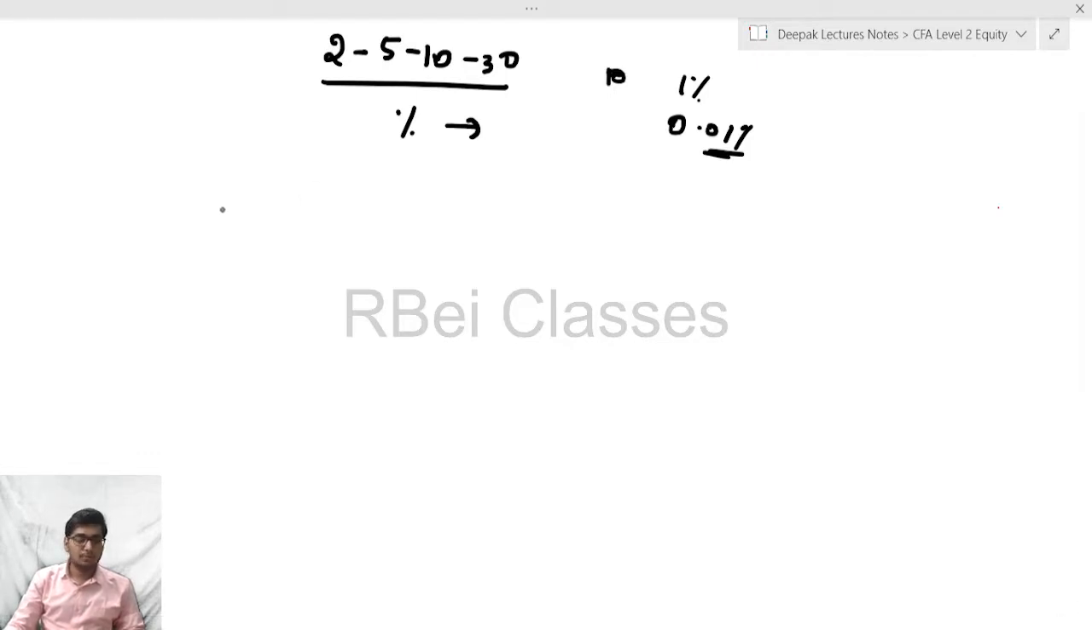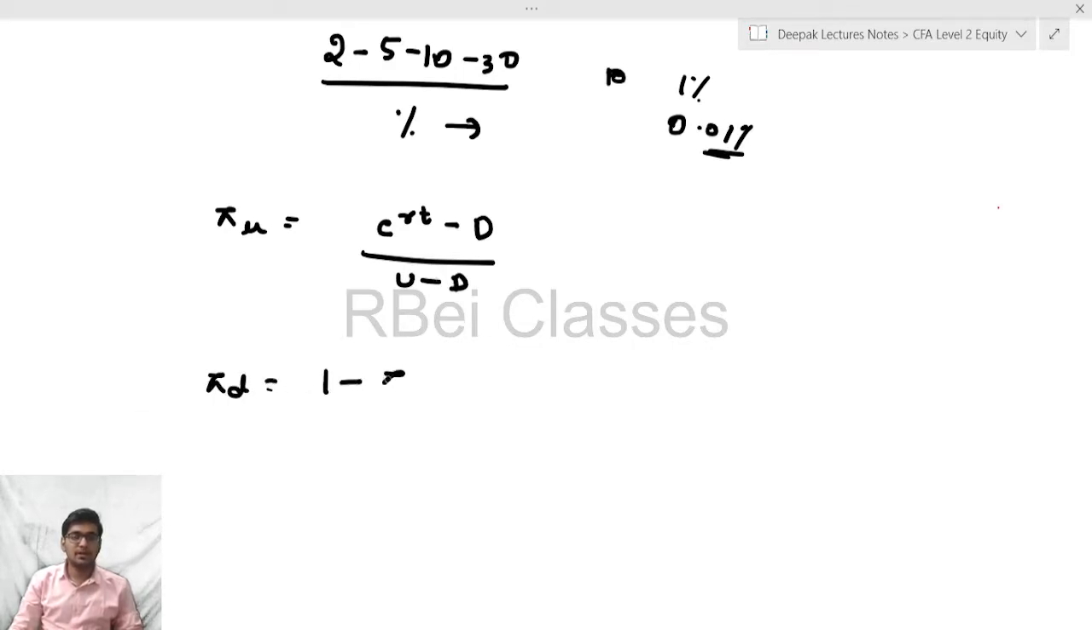Clear? The probability for the up move is e to the power rt minus d divided by u minus d. Trust me, you can expect a question from this area. What is the probability for the down move? 1 minus probability of up move. Clear?